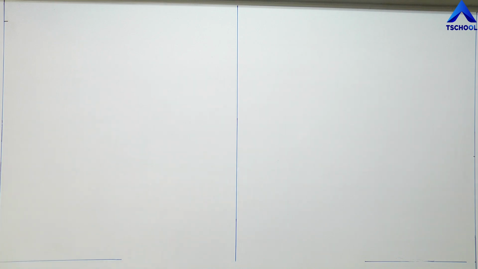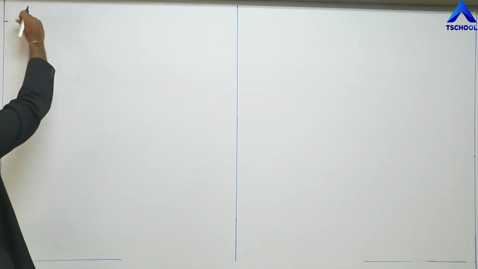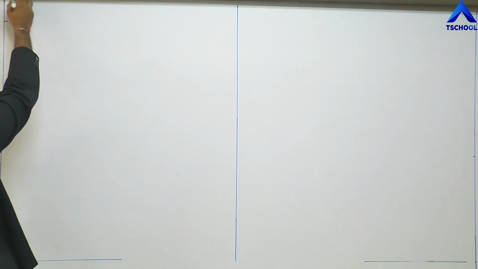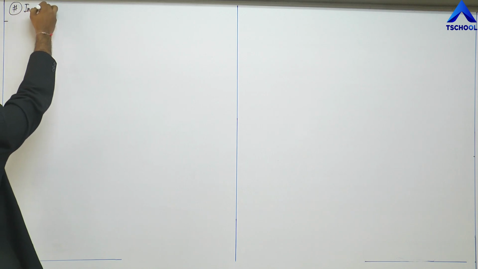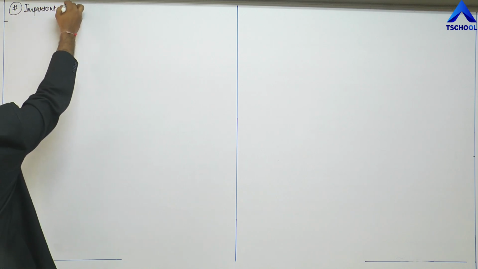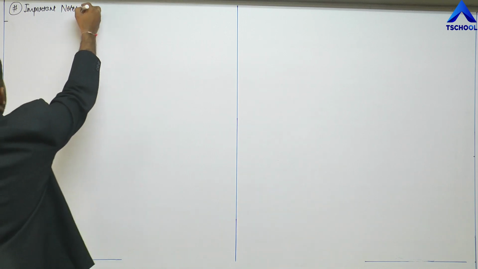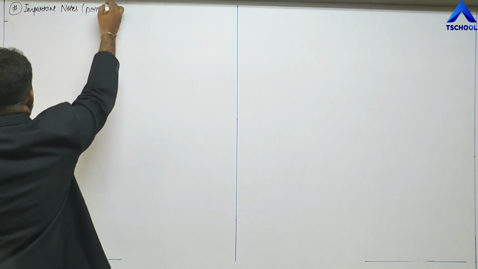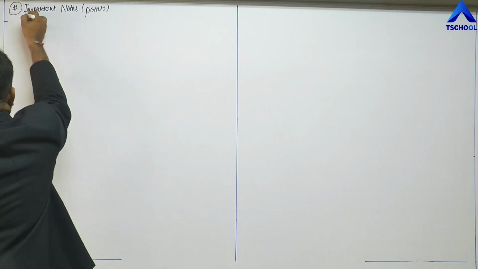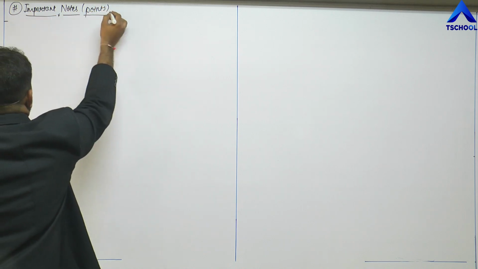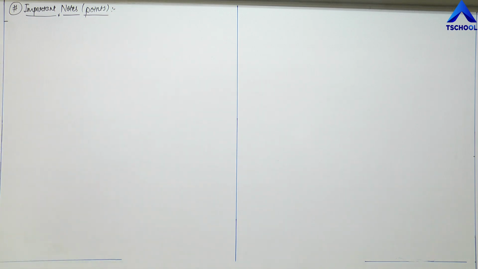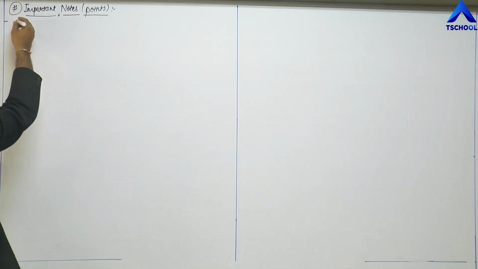Okay, so now we are going to write down some of the points which are concluded from the examples that we have solved previously. Important notes, or you can also call them points. These are very important to understand this chapter, friends, right? So please note it down in your book.